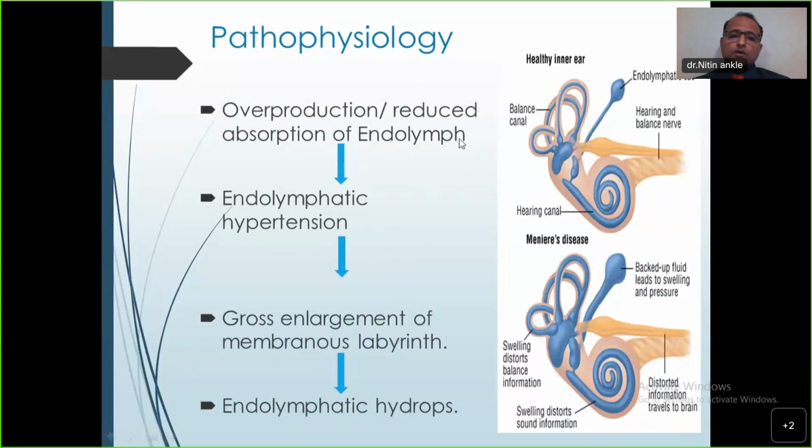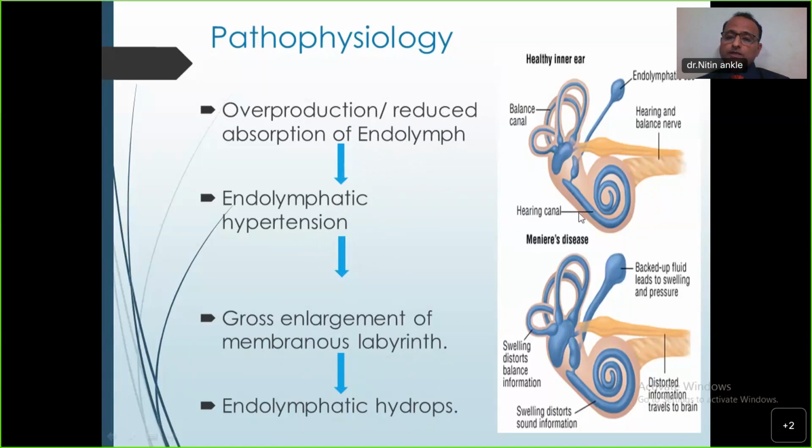And this endolymph has to be absorbed also, which occurs in the endolymphatic sac. Whenever there is a mismatch between the two, that is overproduction or reduced absorption, that means an increase in endolymph. Obviously there's going to be endolymphatic hypertension, or swelling up of the endolymphatic sac and the endolymph in the spaces, that is scala media. There will be gross enlargement of the membranous labyrinth. This is what is called endolymphatic hydrops. Now these are the comparison diagrams between the two.